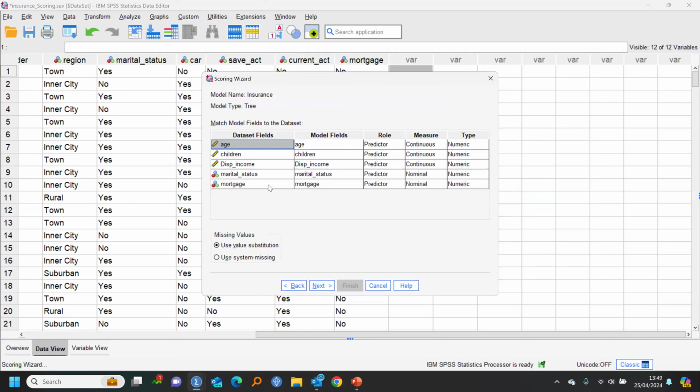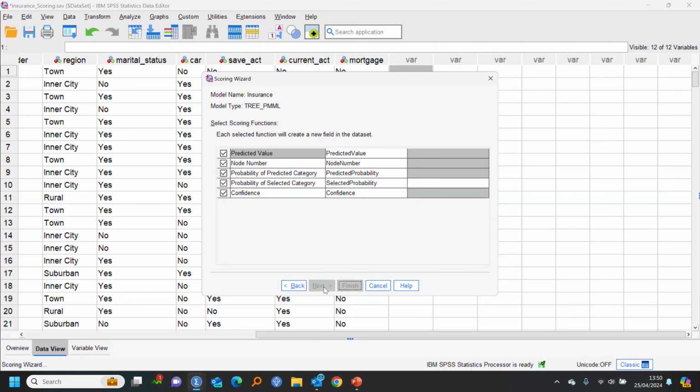Then I go down through the wizard, and it says, okay, here are the fields I need, because these are the fields which are in the decision tree. If one of them is called something different, let's say it isn't called disposable income, but extra income or net income, I can map it across and say, look, this maps to the disposable income field here. So it's quite good. It's not even fussy about having exactly the same field names. You just need to tell it which ones match up with the model fields.